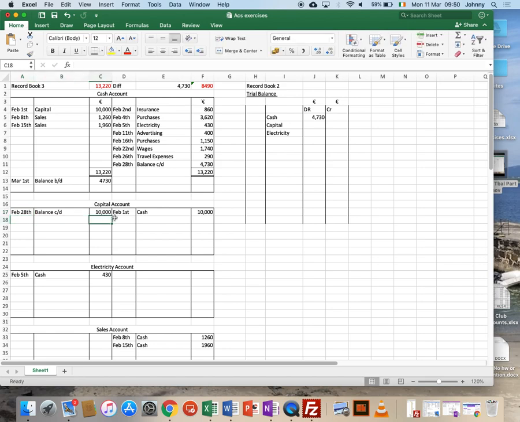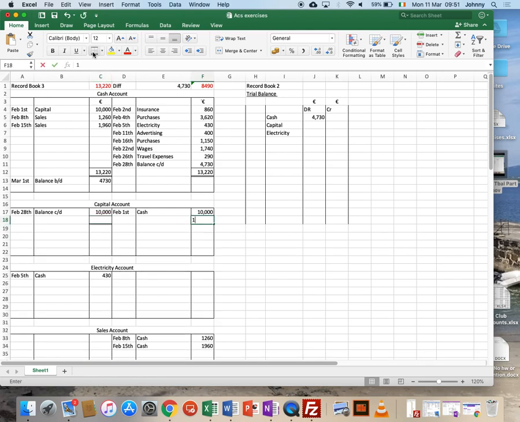Then I'm going to total it, so I have a single line on top and a double underneath for both of those. I'll put 10,000 there, and over here I'll put 10,000. And then I'll have March 1st, balance BD, and 10,000. I've now balanced this account. So I've got the word capital over here in my trial balance. I can put 10,000 on the credit side because the balance BD is on the credit side. So I'll go over and put 10,000 there.